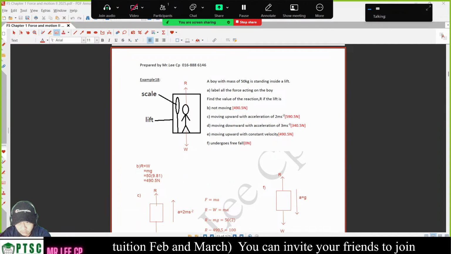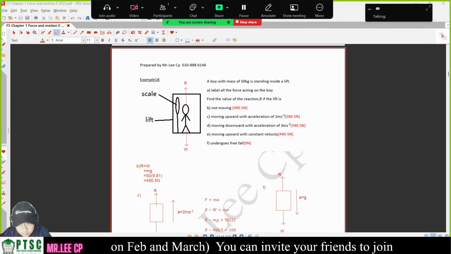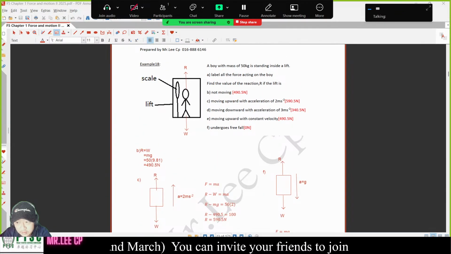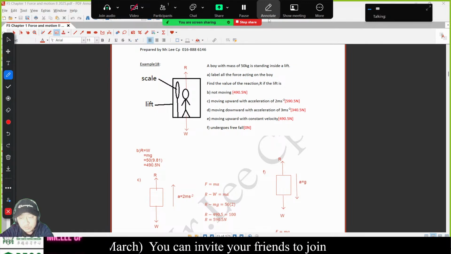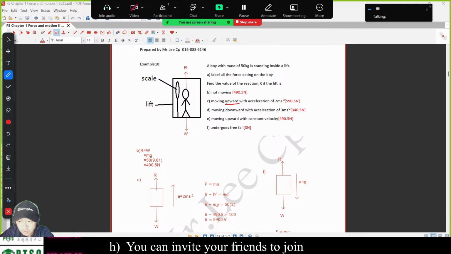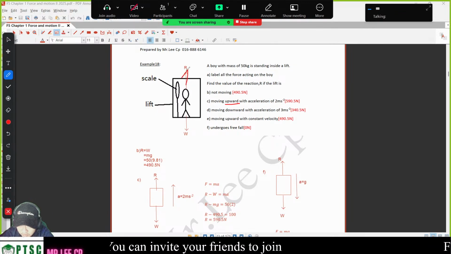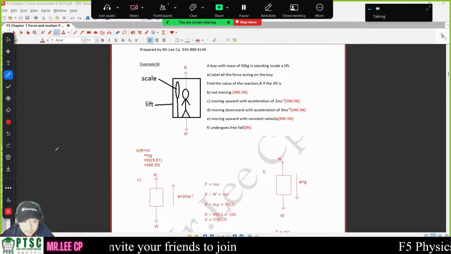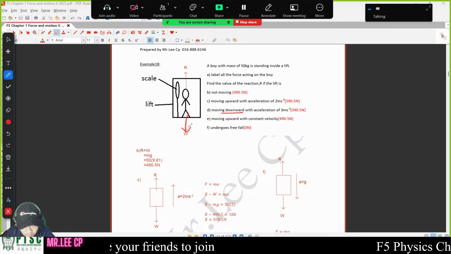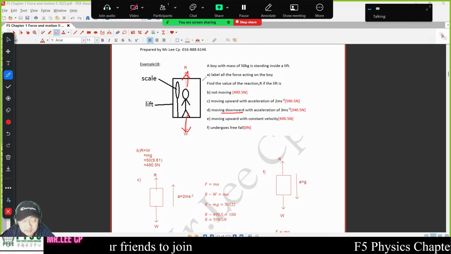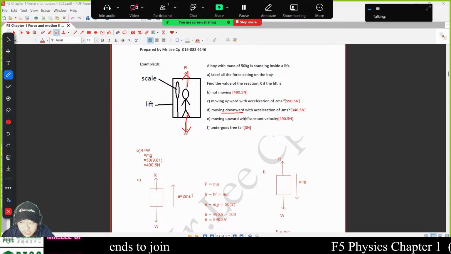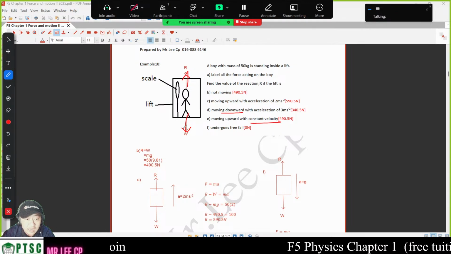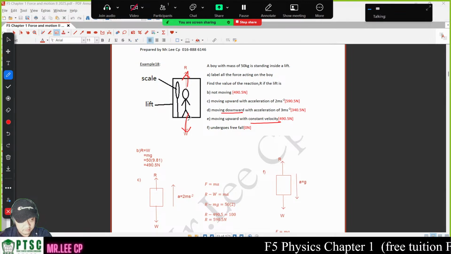For the lift, if the object is not moving, up and down will be the same. If the object is moving, you have to see which way it is moving. If it is moving upward, R minus W is equal to MA. If it is moving downward, W minus R is equal to MA. If moving up or down with constant velocity, so equilibrium, R is equal to W. This is what we had last week.